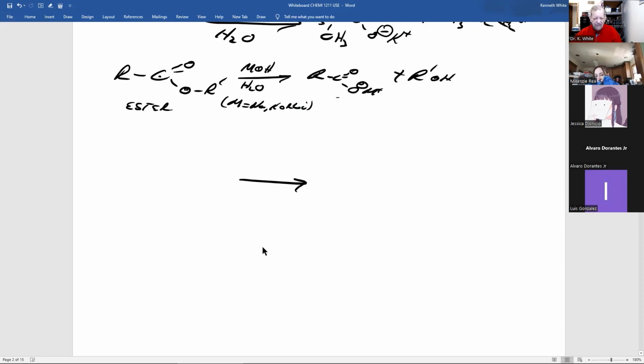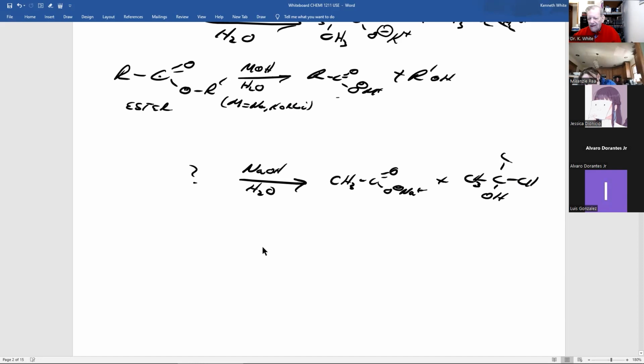As I mentioned, there'll be a couple of synthesis problems on test 3, just like on test 2. And the question is, what molecule do you react with sodium hydroxide and water to make those two molecules? Your turn.